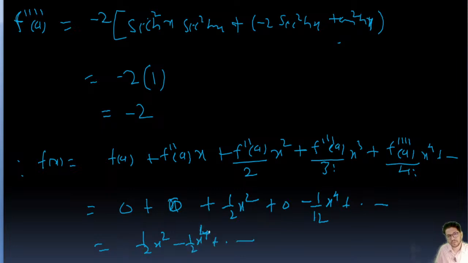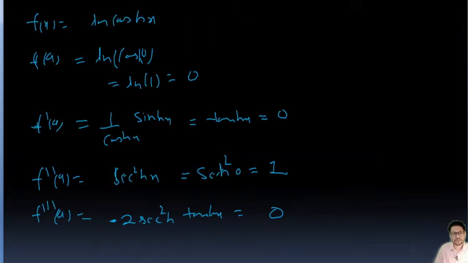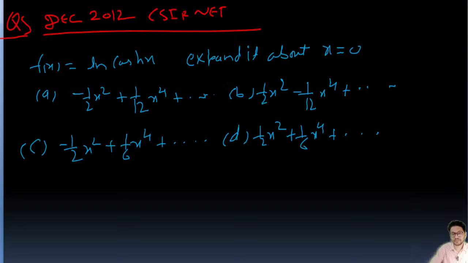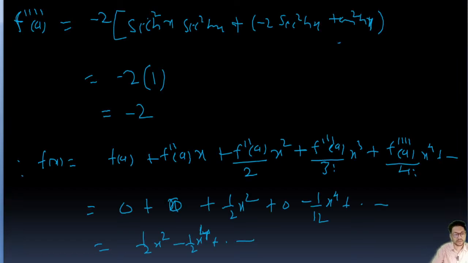So which option is correct? Option B is correct, right? Minus x to the power 4, right? So this is the question which was asked in NEET 2012. Okay. Next question.